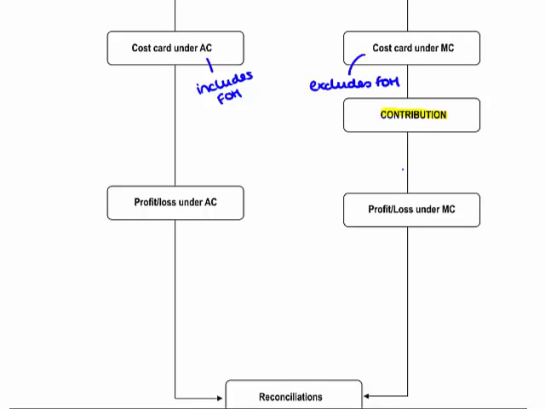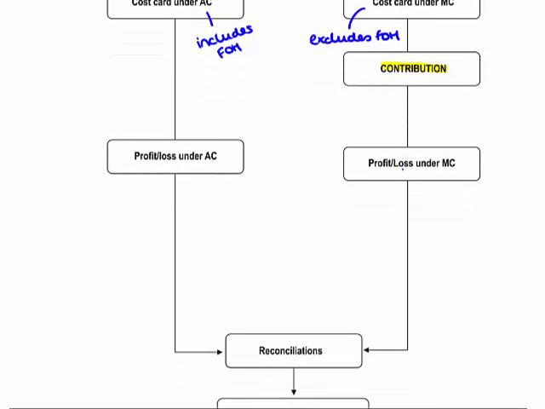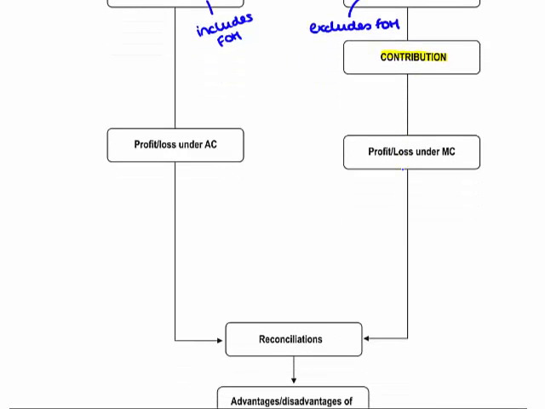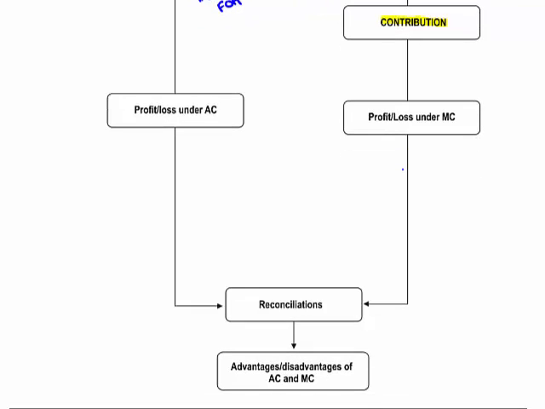The fact that the absorption costing cost card included them and the marginal costing excluded fixed overheads suggests that we're going to be using fixed overheads to help us explain the difference. We also need to make sure that we're happy with the differences between and the advantages and disadvantages of absorption costing, because remember we've already covered the advantages and disadvantages of marginal costing.